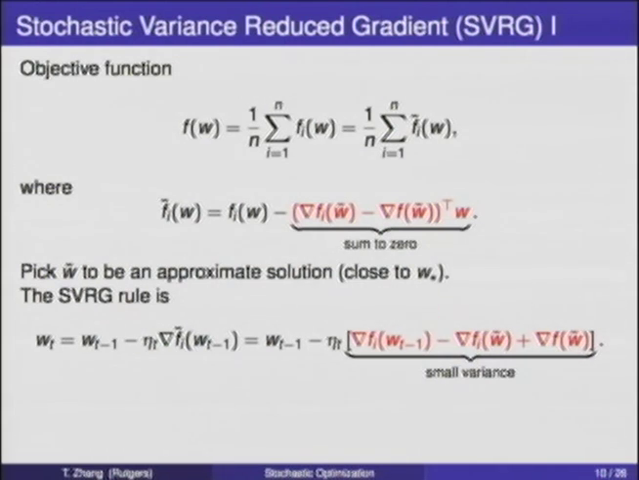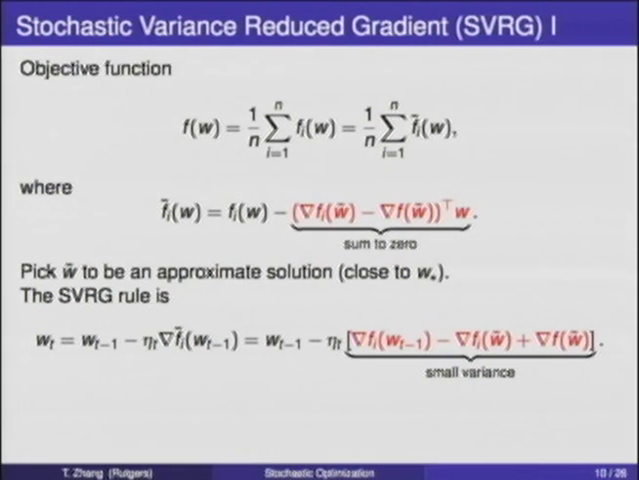Then you do a compensation. The compensation is the following. You take this gradient, subtract your own gradient at a particular point, and add your full gradient. This one sums up to be 0, because the full gradient is simply the average of your individual gradients. So essentially, this term sums up to be 0. Therefore, this function is equivalent to this sum. Now you want to rewrite it in a different form.